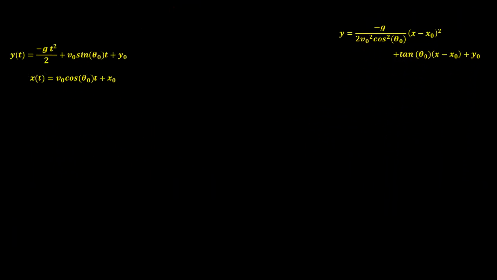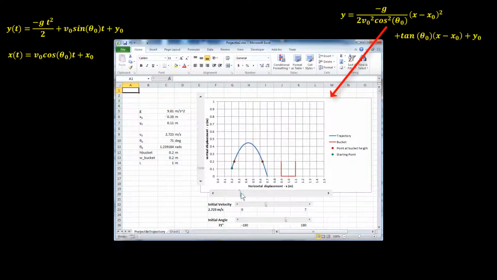So we put these equations into Excel, and then with the sliders we can change things like initial velocity, initial position, and initial angle, to try to get the ball to fall into the red box.